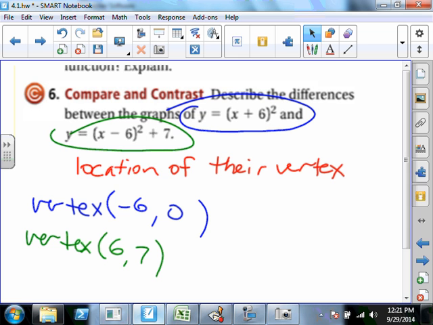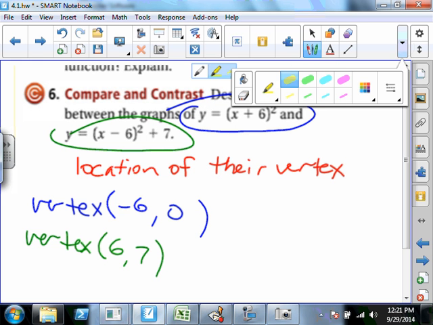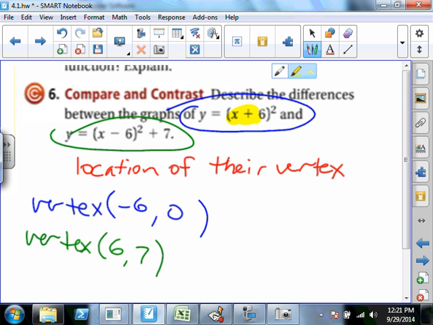That's kind of weird. What's weird? Well, let me get my highlighter and reflect on a couple things. This will help us tomorrow figure some stuff out. If I look in the parentheses here, see how I have an x plus 6 there, and then this is a minus 6? Doesn't that seem weird? What do you got?